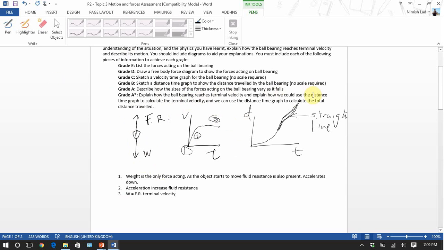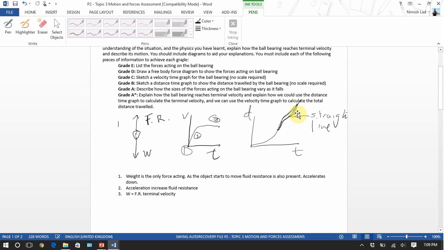And explain how we can use the distance time graph to calculate the terminal velocity, and how we can use the velocity time graph, that should say velocity time graph, so let's do that correction now, to calculate the total distance travelled. The distance time graph to calculate terminal velocity, that's easy. That's just the gradient of this graph. I'll be going through later on how to find the gradient.